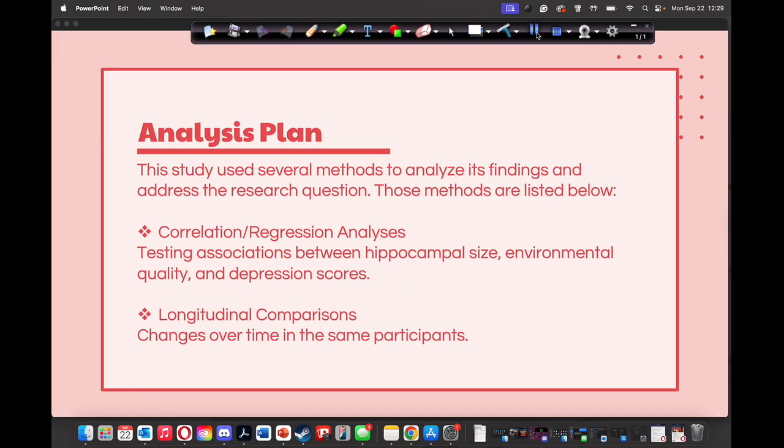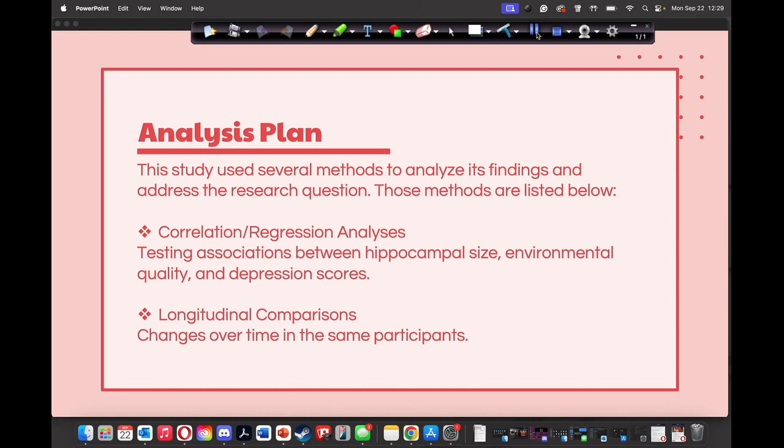Moving on to the analysis plan, again, like I said, this might not follow in the exact order provided, but I just put it in the most sensible chronological order I could think of. So the study uses several methods to analyze its findings. Two of the ones that I chose that I recognized from the lecture and the reading this week were correlation and regression analysis.